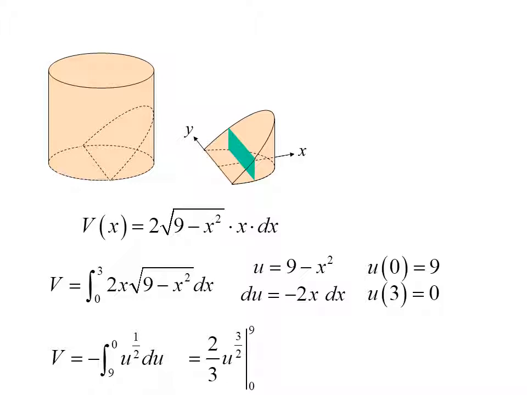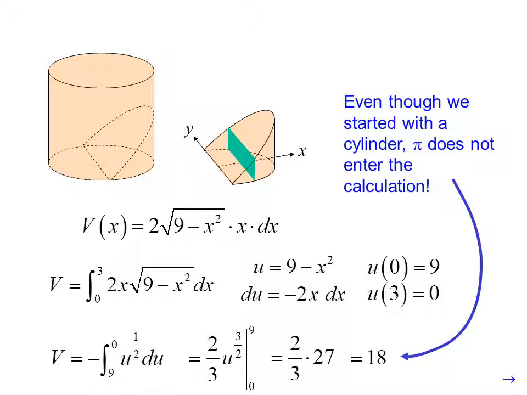Taking the antiderivative, we have 2/3 u to the 3/2, and we drop the negative sign, so we reverse the limits of integration. So now it's from 0 to 9. Substituting in the 9, we get 2/3 times 27, or 18. Now what surprised me about this the first time I saw this problem was that even though we started with a cylinder, pi does not enter the calculation at all, and we get an integer for the answer.